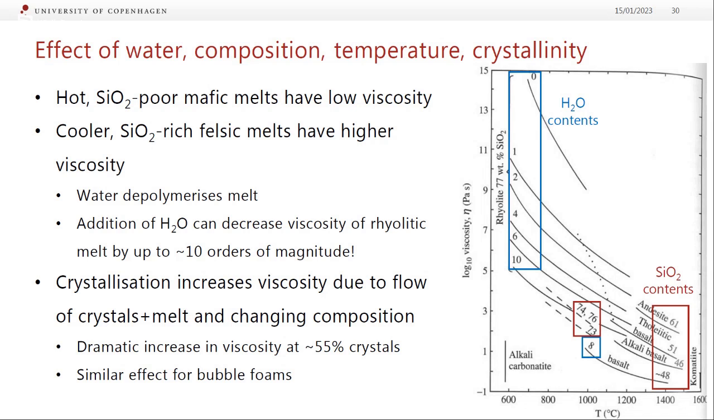Crystallization can also increase the viscosity because instead of it just being a melt flowing, it's this mixture of melt and crystals. The key number to remember is that once we hit about 55% crystals, the melt kind of locks up. We have all these different crystals bumping against each other and it can't really flow in the same way. We actually get a similar effect for bubble foams, and a melt that is foamy and has lots of bubbles interacting with each other is more viscous than one that doesn't have any bubbles at all.